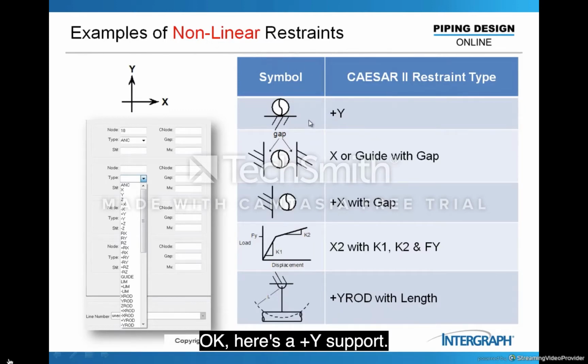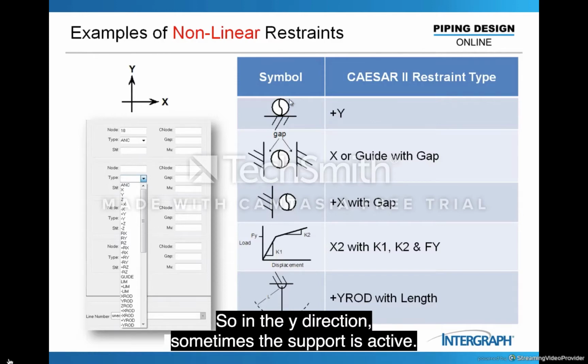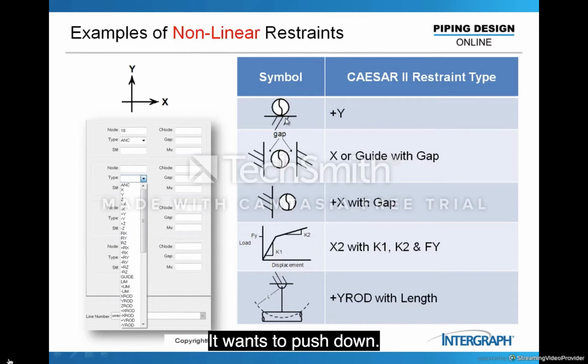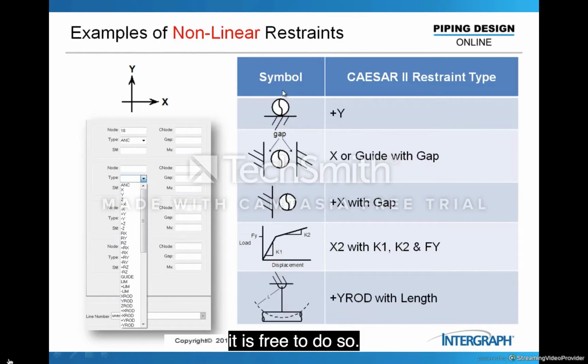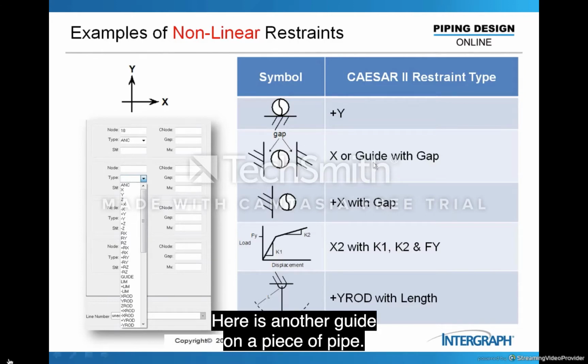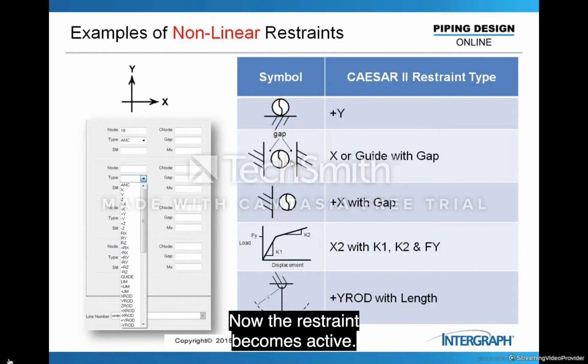Okay, here's a plus Y support. The pipe can rest on the support, or it can lift off. So in the Y direction, sometimes the support is active. It wants to push down. But if the pipe wants to move vertically upwards, it is free to do so. That's the non-linear situation. Here is another guide on a piece of pipe, but this has a gap on it. There's a gap equal on either side, and the pipe is free to move until that gap closes. At that point, now the restraint becomes active.